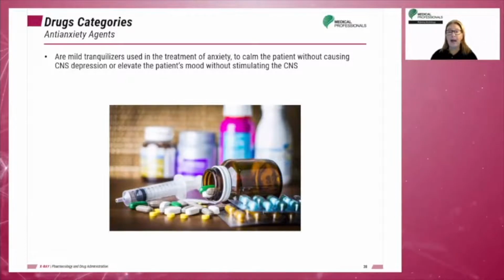Anti-anxiety agents, or mild tranquilizers, are drugs that are used in the treatment of anxiety to calm the patient without causing central nervous system depression, or to elevate the patient's mood without stimulating the central nervous system. Examples include diazepam or Valium, which is the most widely prescribed drug for the treatment of anxiety. It may also be used to alleviate muscle spasms and as a preoperative drug for various procedures in the radiology department. It may cause physiological dependency with prolonged use.